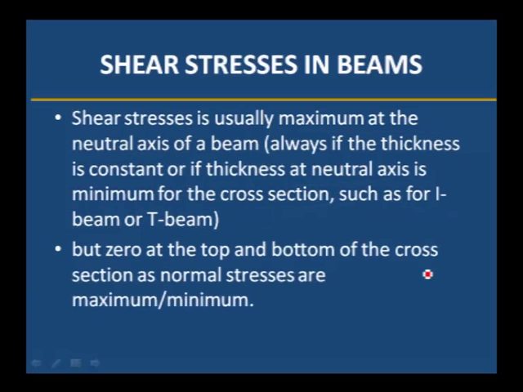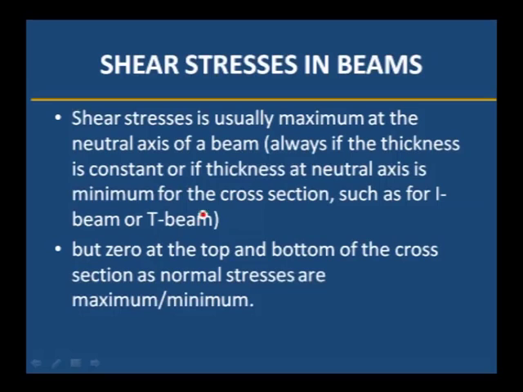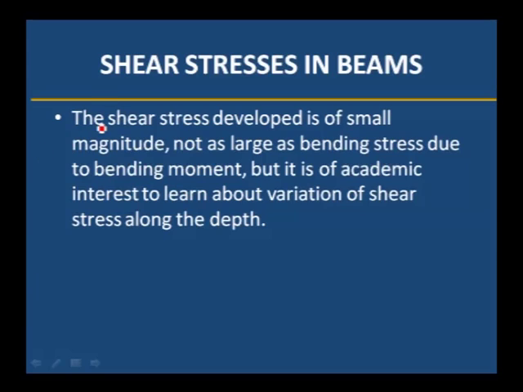But it is 0 at the top and bottom of the cross section. We observe that bending stress is maximum at the extreme edge, while shear stress is 0 at the top and bottom. One more important point is that the shear stress developed is of small magnitude. It is not as large as the bending stress due to the bending moment. But for academic interest, we should know how shear stress varies in the beam.